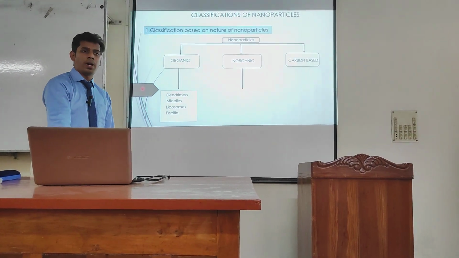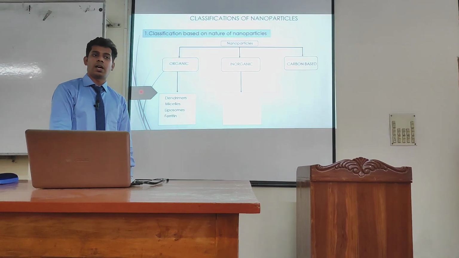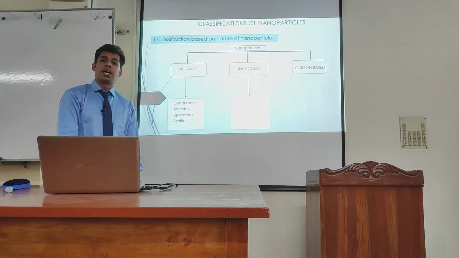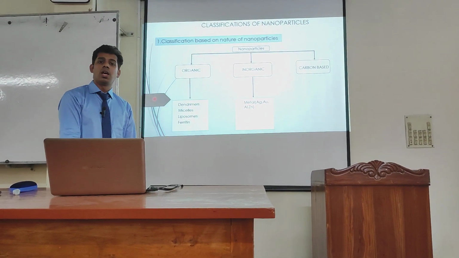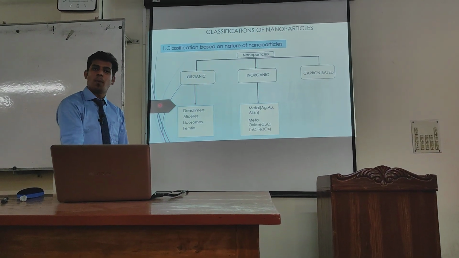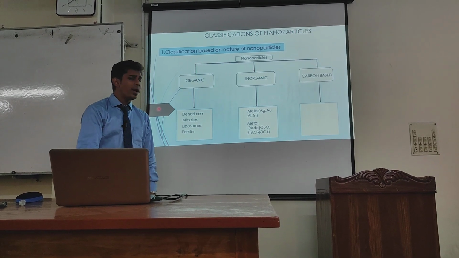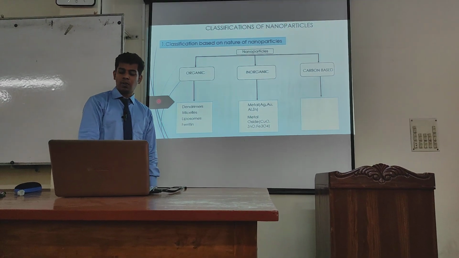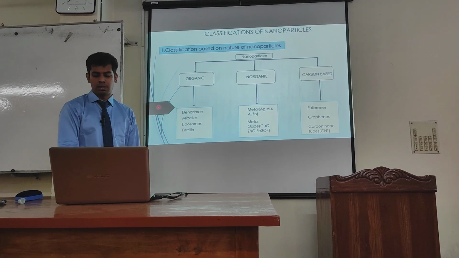What are inorganic nanoparticles? Inorganic nanoparticles are those nanoparticles which have special characteristics. For example, they have a crystalline structure, and they have surface charge and surface density. Examples are metals, for example silver, copper, gold, aluminum, and metal oxides, for example copper oxide, zinc oxide, and iron oxide. What are carbon-based nanoparticles? Carbon-based nanoparticles are those nanoparticles which are made up of carbon only. For example, fullerenes, graphene, and carbon nanotubes.